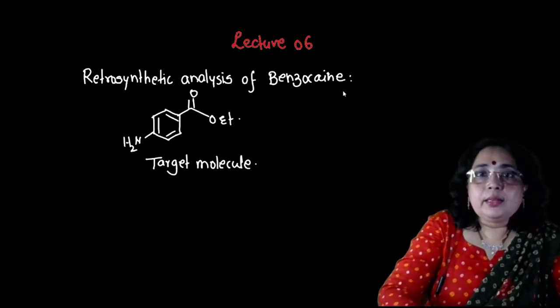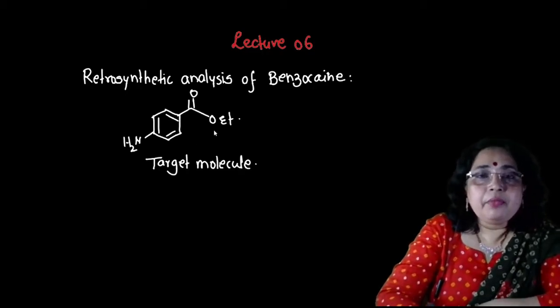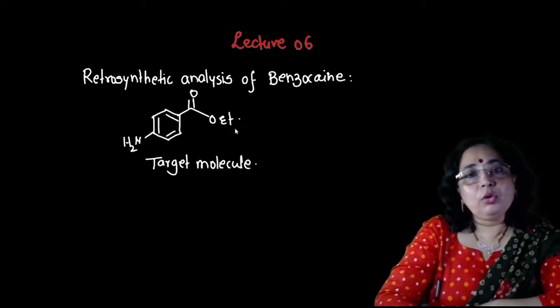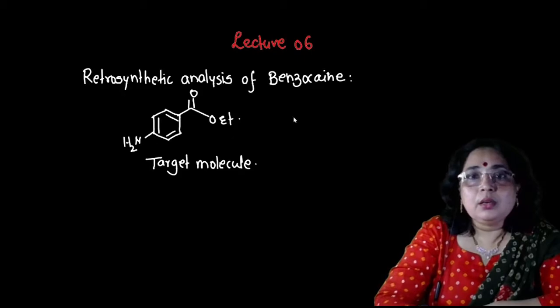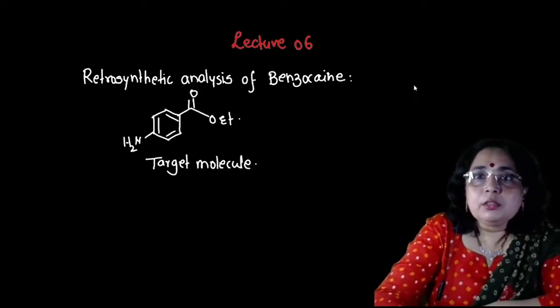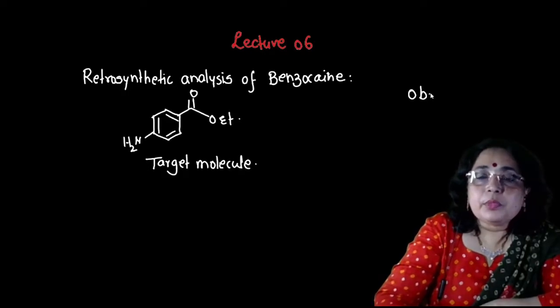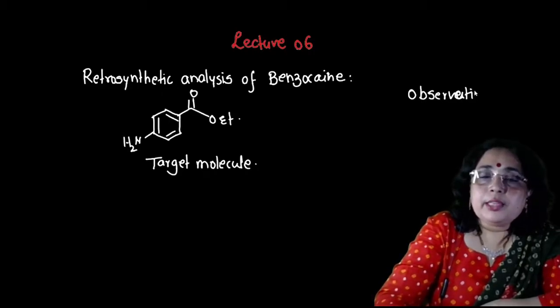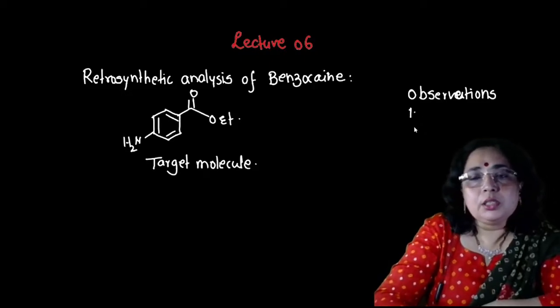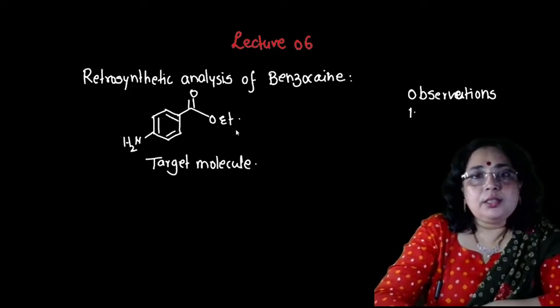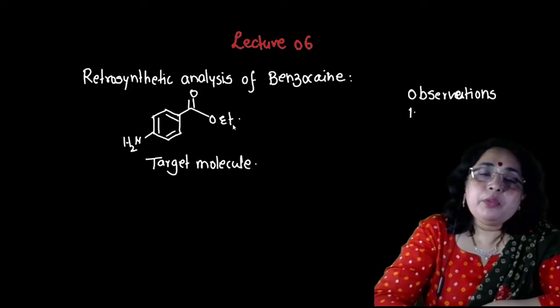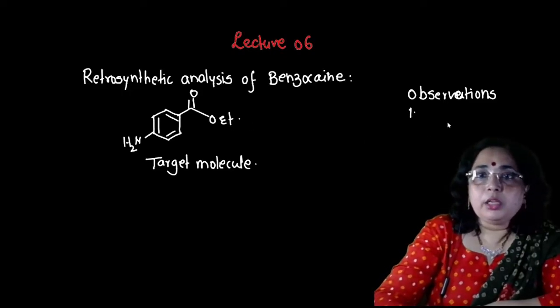Now, we know that whenever there is a molecule for retrosynthesis, what we have to do first? First, observe the molecule. Or I can say, the observations. Now, what are the observations? Observations are nothing but finding out how many functional groups are present in the molecule.